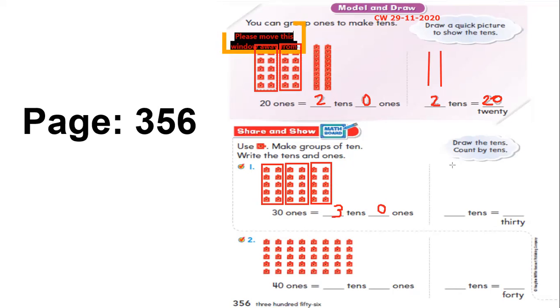And let's draw it as 1, 2, 3. 3 lines for 3 tens. Write your answer here. 3 tens equal to 30. It's written down here, 30.